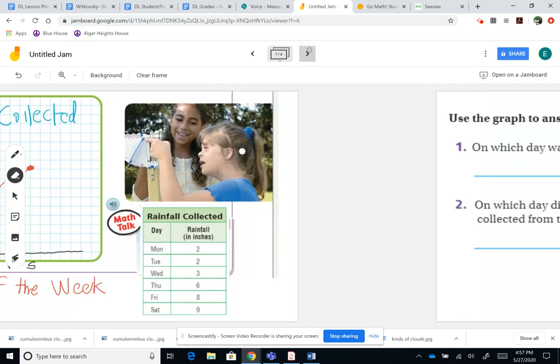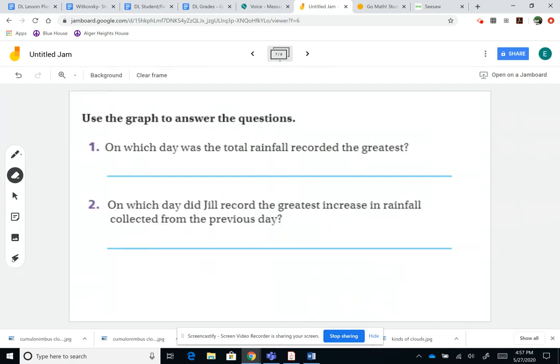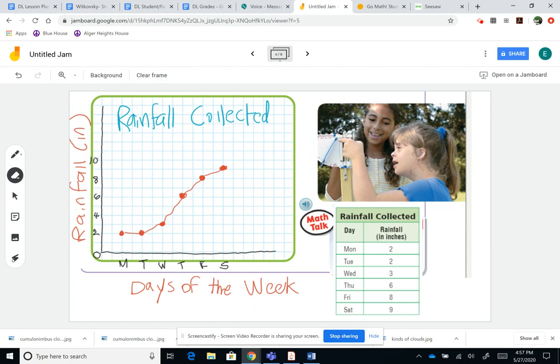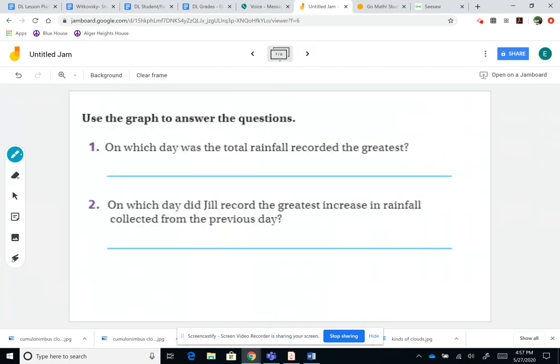So let's go back and look at that one more time. On which day was the total rainfall recorded the greatest? So you have to ask yourself, is there any adding that I need to do there? And the answer is no. So you're just going to look for the highest number. So back here, again, back on Saturday, it was 9 inches. So we'll go here and we'll go Saturday.